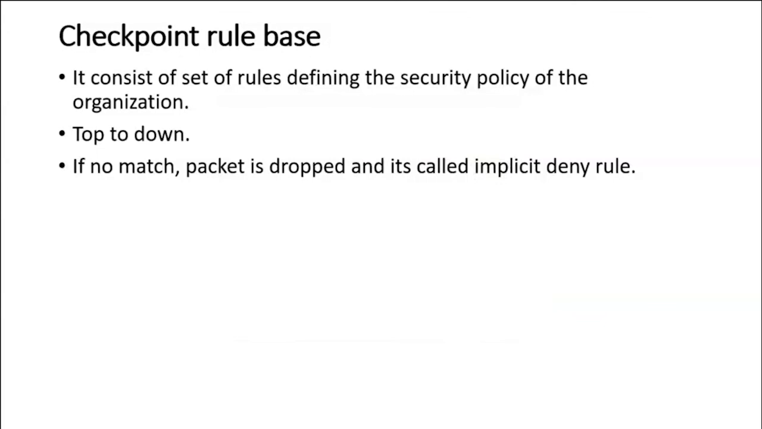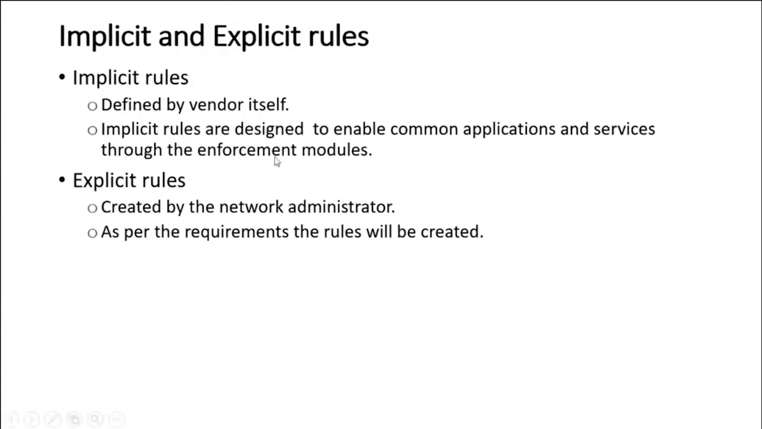The rules will be checked from top to bottom. If there is no match, the packet will be dropped. Okay, so let's go further. We have two types of rules: implicit rules and explicit rules.